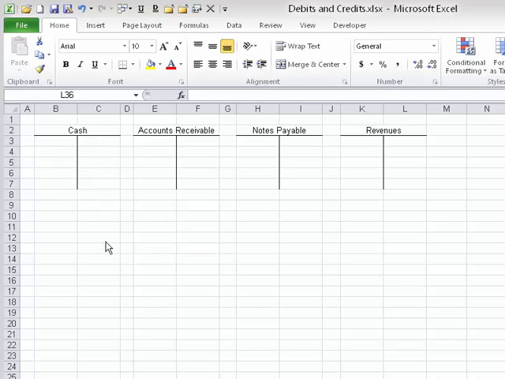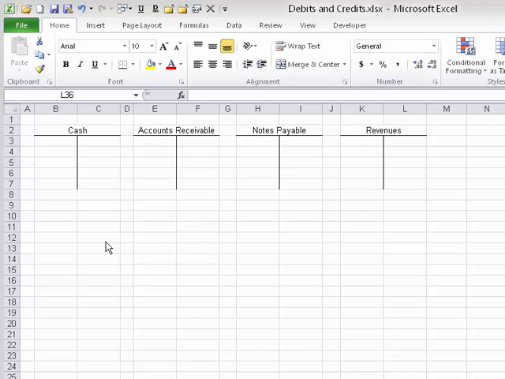And we're going to record transactions using money values. We're going to make sure that every transaction balances, because every transaction must balance. Balancing a transaction means that the total debits equal the total credits.